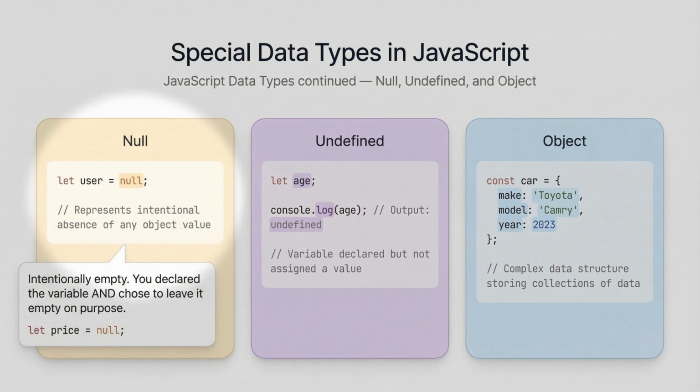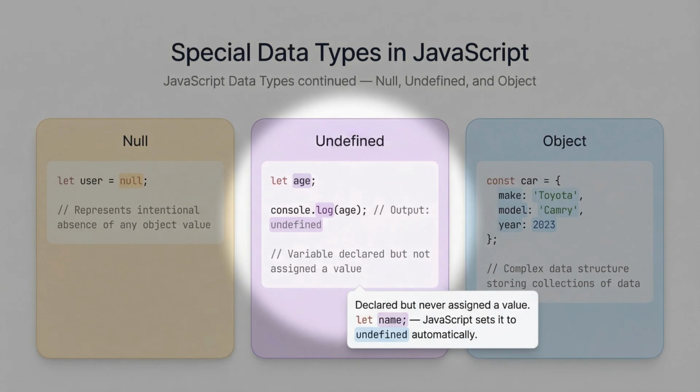You chose to make it empty. Undefined is different from null. When you declare a variable but never give it a value, JavaScript automatically sets it to undefined. It's not that you chose to leave it empty. It's that you simply haven't provided a value yet. Think of it as JavaScript saying, I see this variable exists, but I have no idea what it holds.